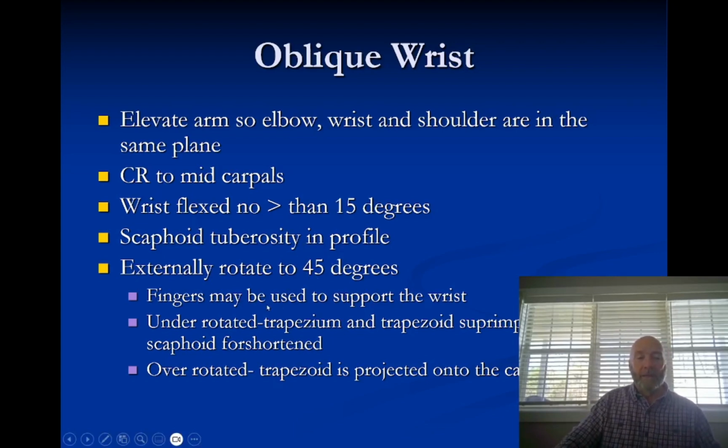And we can use the fingers. There's no possible complications to use the fingers for the support in the wrist, like what we saw in the hand. You can use the OK thing for the wrist, and there's not really going to be any issues there. So if we have under rotation, then what we're going to see is the trapezium, the trapezoid superimposed, and the scaphoid should look foreshortened. If we're over rotated, the trapezoid is projected onto the capitate.